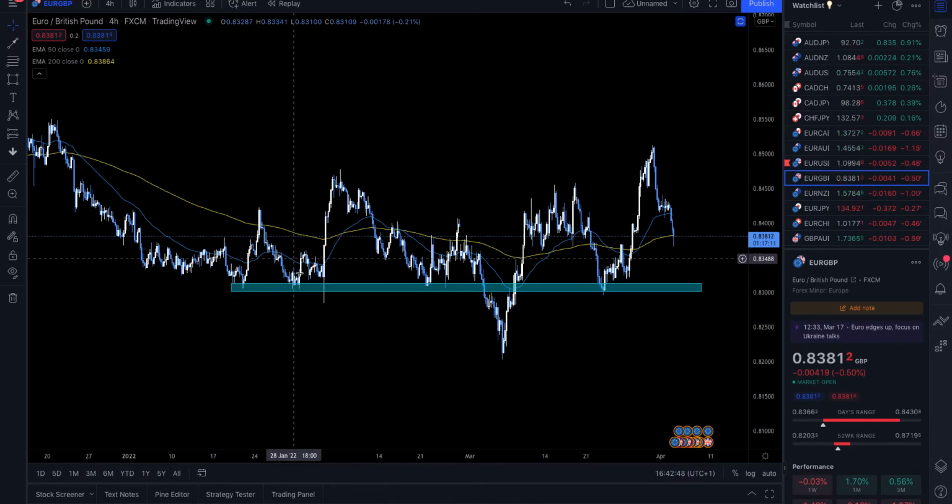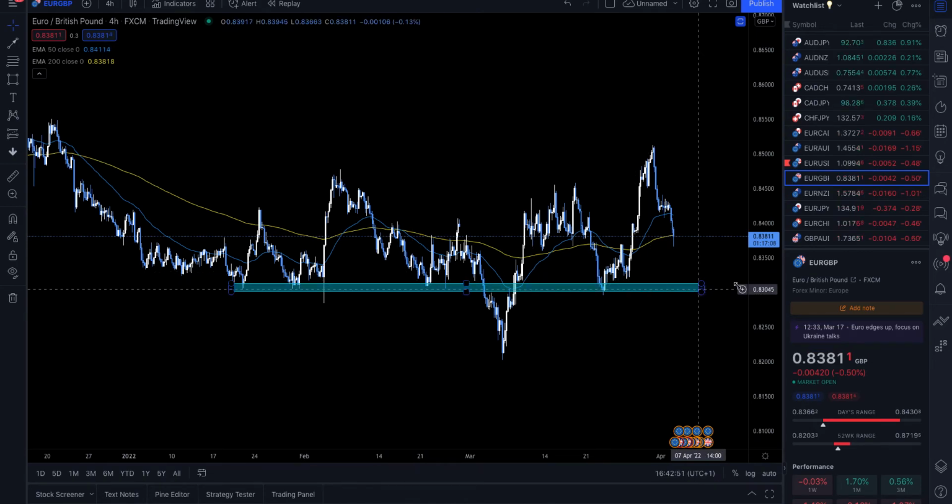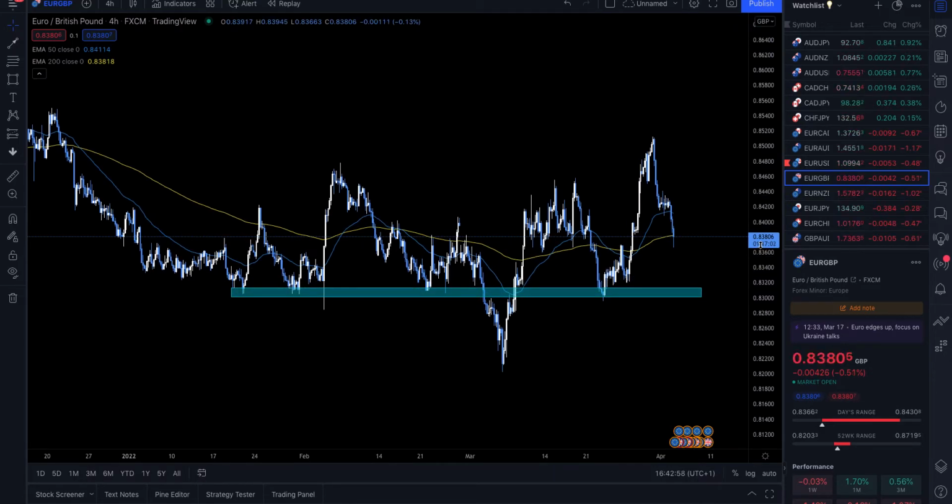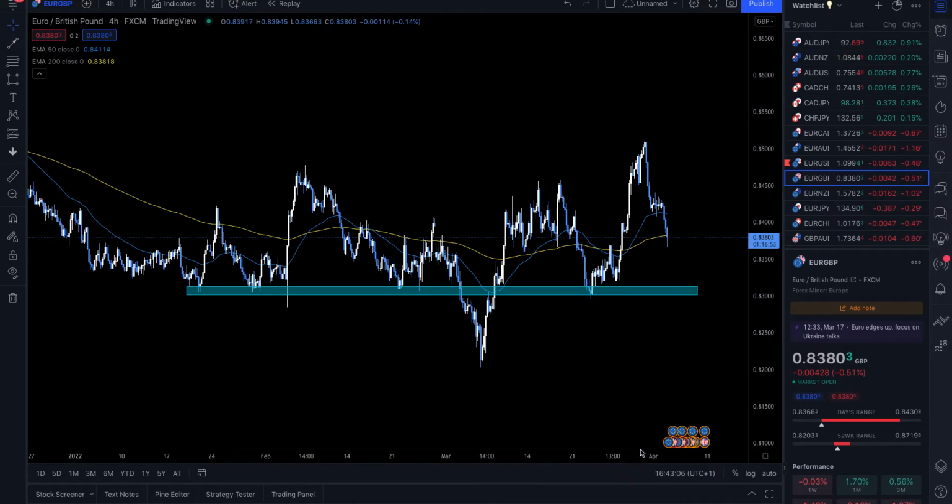More often than not, price has stayed above this region, and this has acted as a strong floor pretty much since the 19th of January, so the best part of this year so far. We'll try and find more of these support and resistance regions to build up our case to take a trade. So the next most significant region we can see for EURGBP is obviously up here.